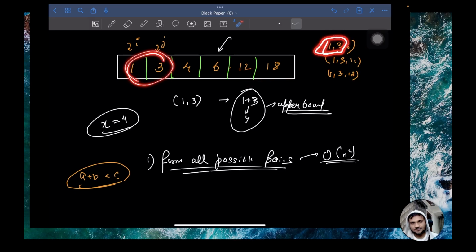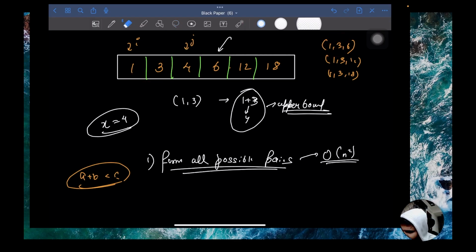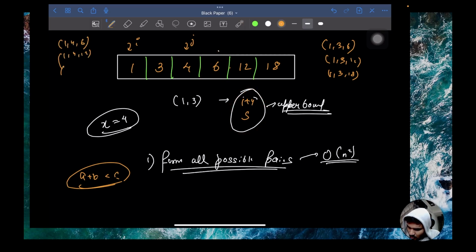Now the next pair can be what? 1 comma 4. We repeat the same process. This time the sum is what? 1 plus 4, 5. I want to find the upper bound of 5. Upper bound of 5 is again this 6. So I will say that 1, 4, 6, 1, 4, 12, 1, 4, 18, all these 3 are also not going to form a triangle.